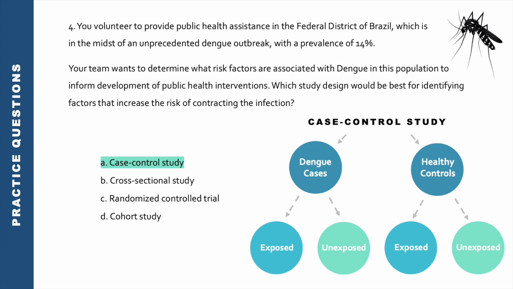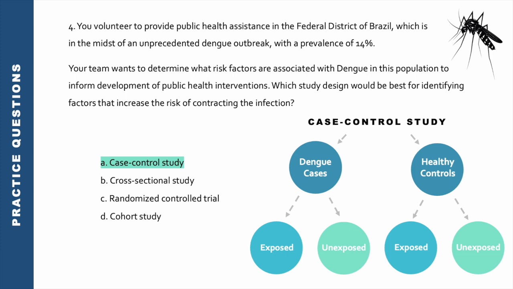It's usually feasible during an outbreak to interview people with the disease about their recent exposures and also interview people from the same community without the disease about their exposures to determine if there's a factor such as outdoor occupation or residence near standing bodies of water that may increase the risk of getting the disease.